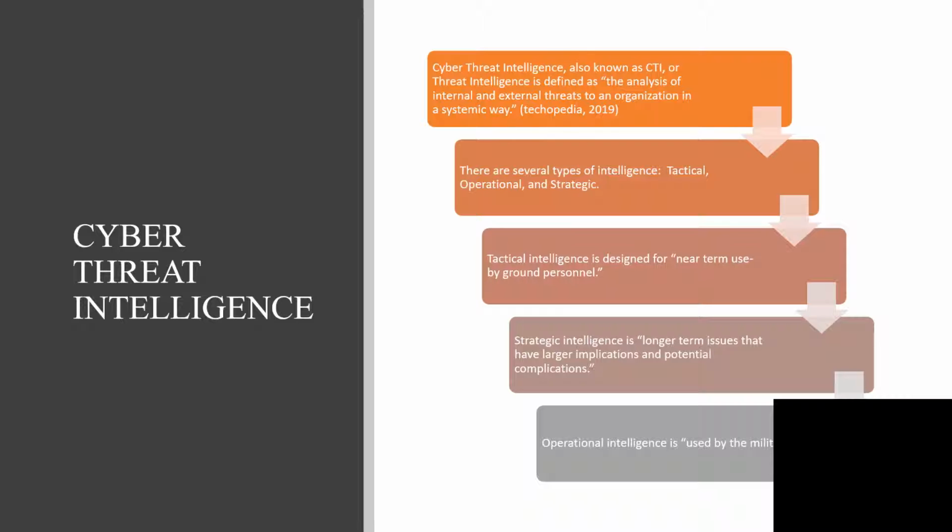Cyber threat intelligence, also known as CTI or threat intelligence, is defined as the analysis of internal and external threats to an organization in a systemic way. There are several types of intelligence: tactical, operational, and strategic. Tactical intelligence is designed for near-term use by ground personnel. Strategic intelligence is longer-term issues that have larger implications and potential complications. Operational intelligence is used by the military.